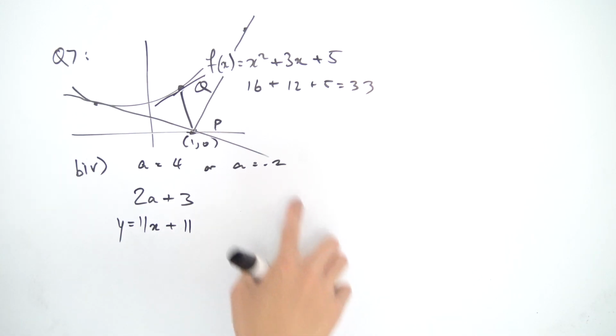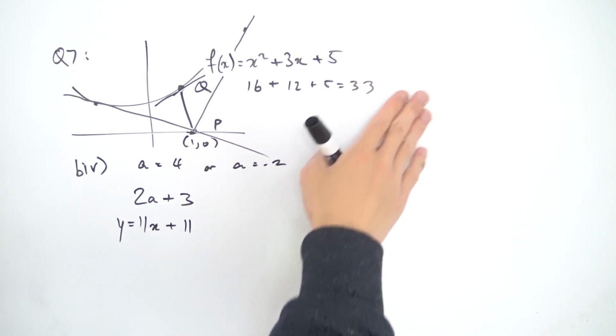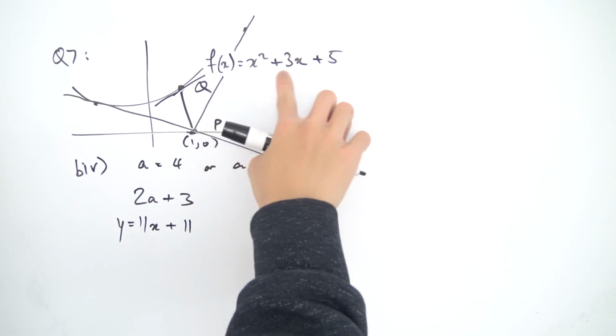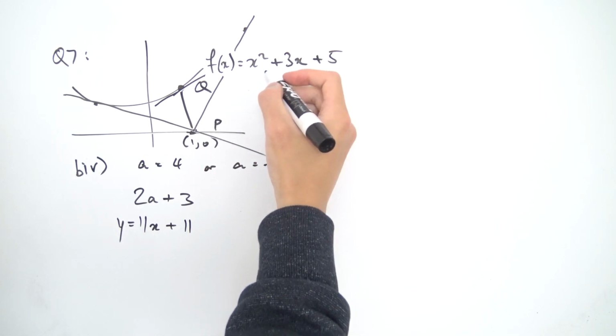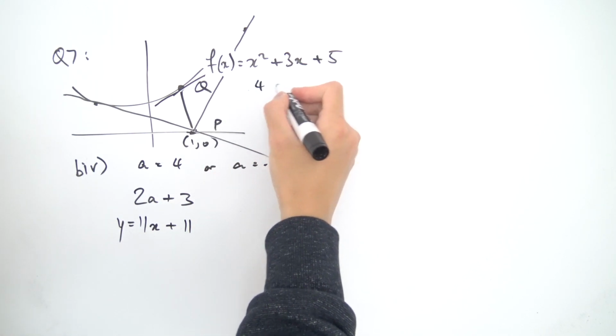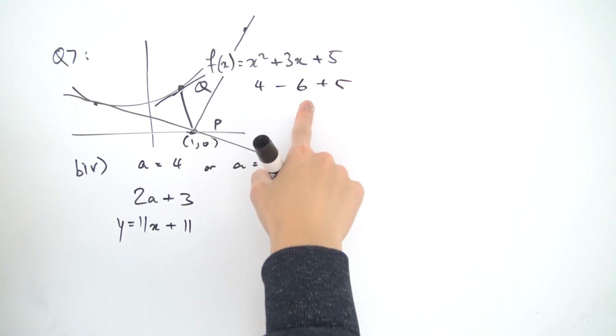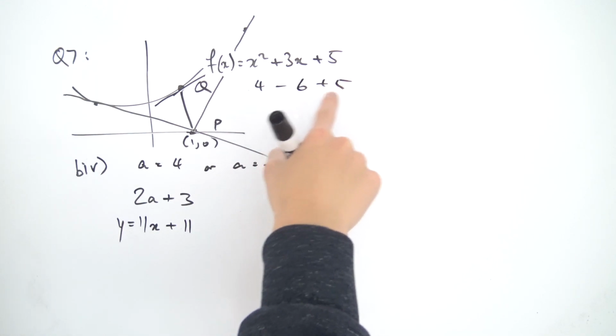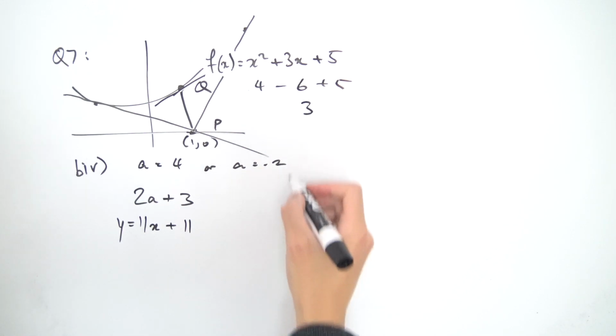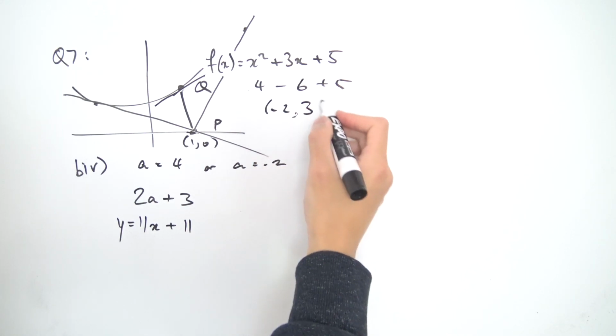You can also do a equals minus 2. So if you want to do a equals minus 2, you plug minus 2 into this equation to figure out the y coordinate. So that's going to be 4 minus 6 plus 5. 4 minus 6 is minus 2. And then plus 5 is just 3. So we have the point minus 2 comma 3.